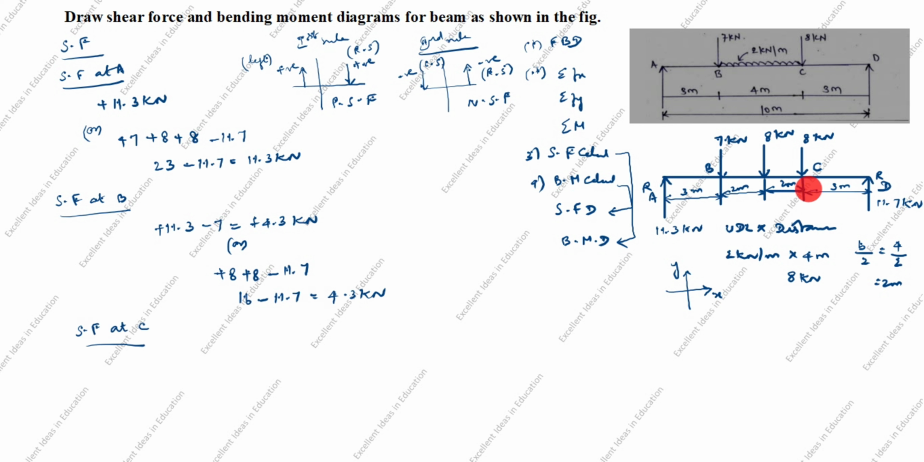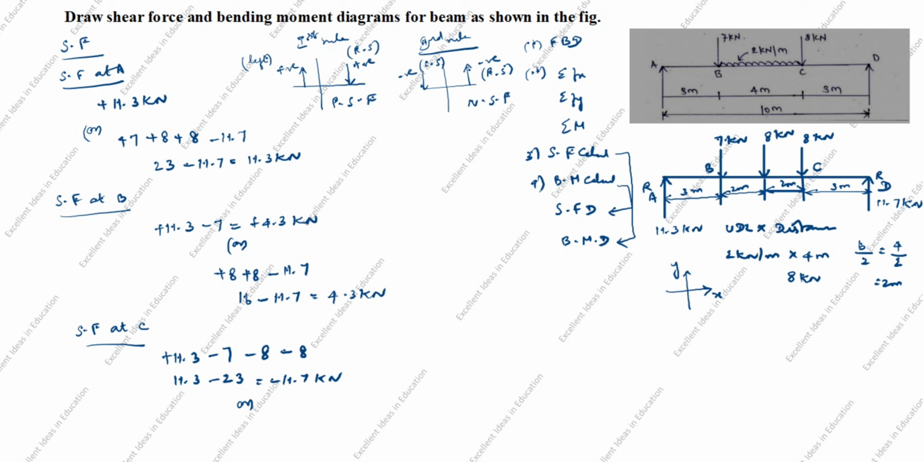Next, we will calculate shear force at C. Now we will calculate shear force at C. This side is the left side. You see the arrow goes up. Left side is positive. Plus 11.3. Next, the arrow comes down. Left side down is negative. Minus 7. Next also comes down. Minus 8. Next also comes down. That is also minus 8. 11.3 minus 23 is equal to minus 11.7 kilonewton.